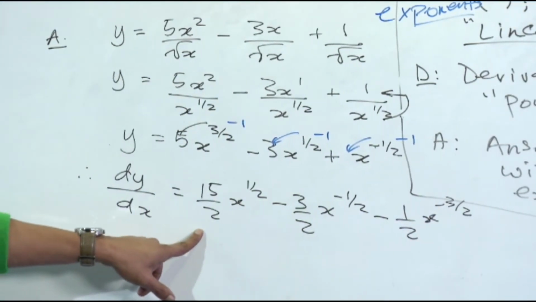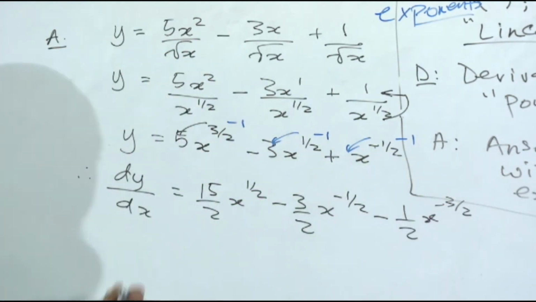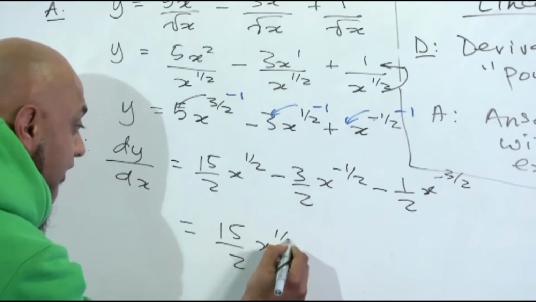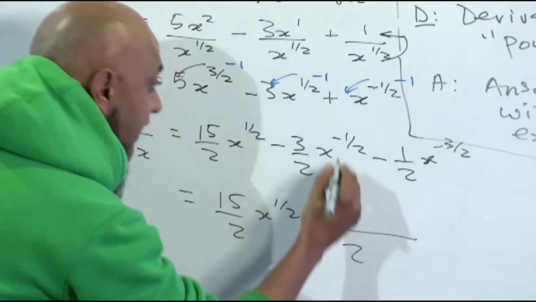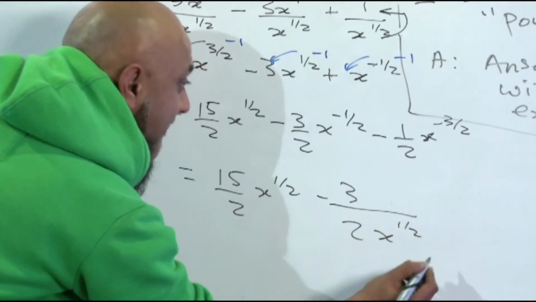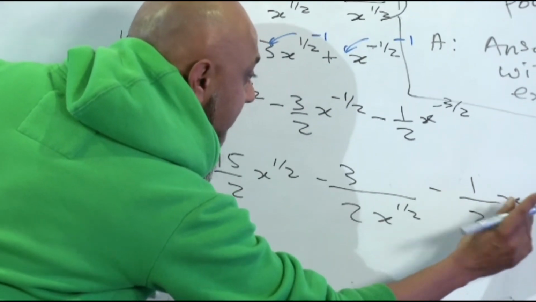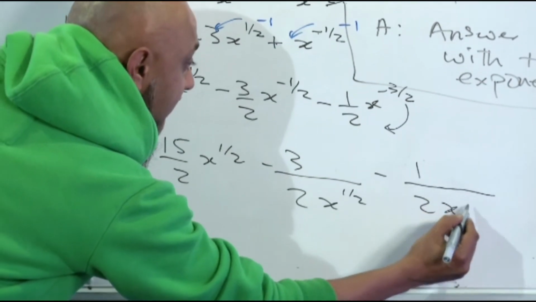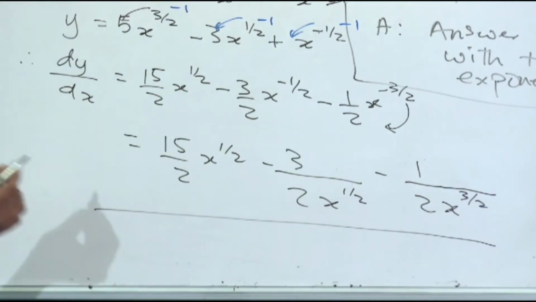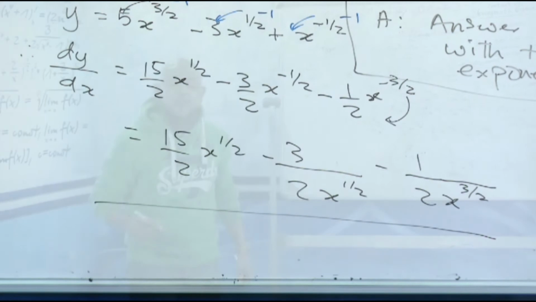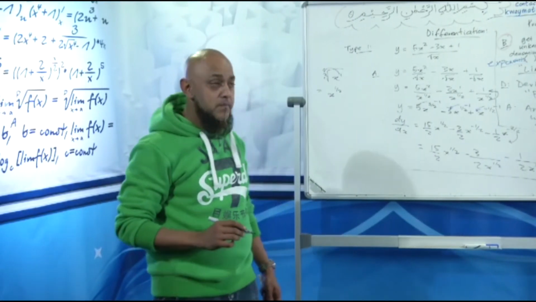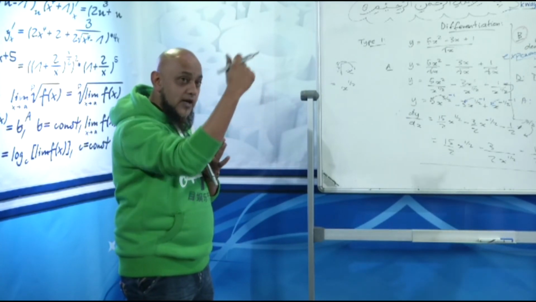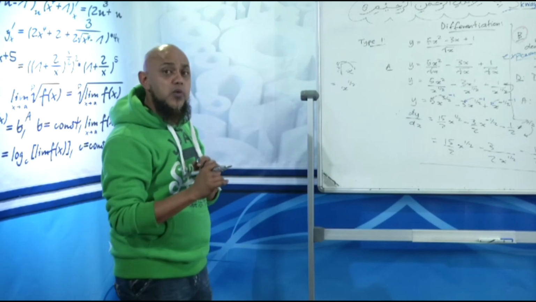Can that be my final answer? No. Your answer must be with positive exponents. So your final answer is going to equal, derivative is now equal to 15 over 2 x to the power half minus 3 over 2 x to the minus half comes down as x to the power plus half, minus a half x to the power minus 3 over 2 comes down as x to the power plus 3 over 2. And there we go. That is your final answer. Guys, you should get 5 marks for that. Okay? Got rid of all the denominators, got it linear, applied the power rule, made sure that our answers were with positive exponents.